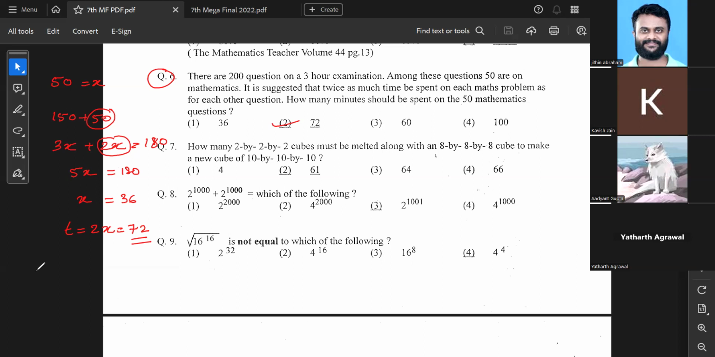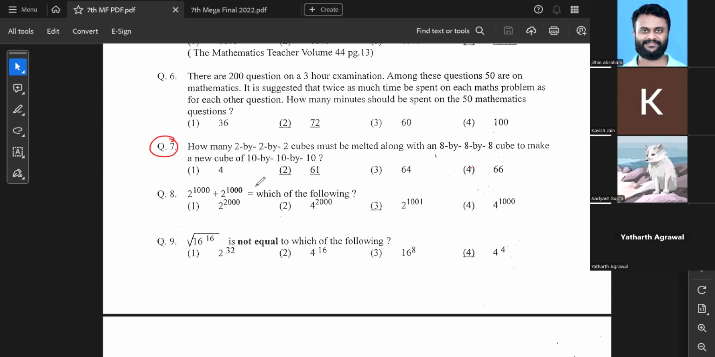Am I erasing this? Question number 7. How many 2 by 2 by 2 cubes must be melted along with an 8 by 8 by 8 cube to make a new cube of 10 by 10 by 10? Let me consider how many as x. The total volume is always the same, right? So I'm going to melt x cubes of side 2, whose volume is 2 cubed, plus I'm going to melt this 8 cubed also, in order to get 10 cubed.